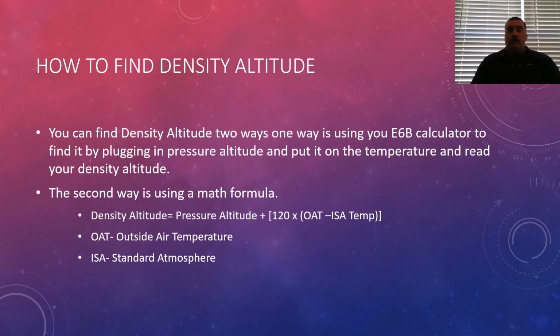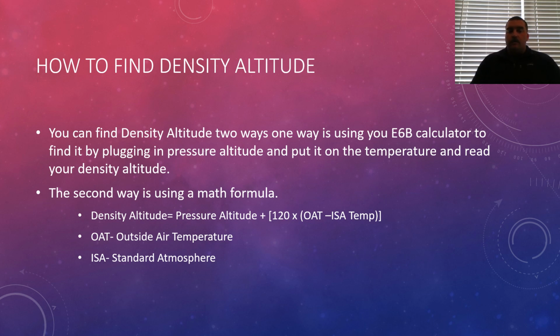So now we go into finding our density altitude. There's two different ways you can find it. One is the E6B calculator. Basically, what you'll do is plug in your pressure altitude, and then you'll put it on where the temperature is outside, and then you'll read the window for the density altitude, and that's what your density altitude will be for that pressure altitude and temperature setting.